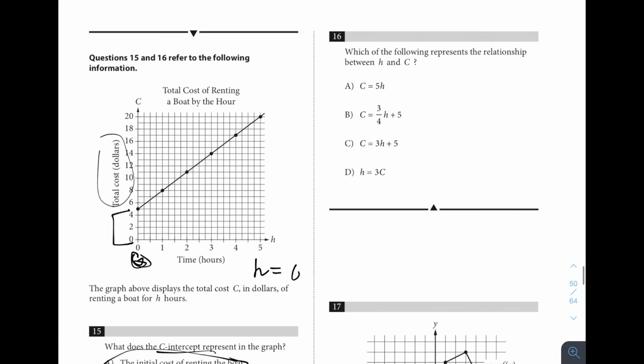16 is asking which of the following represents the relationship between H and C. And you already see that there's an intercept here, so there's going to have to be an intercept on the graph of the equation. So it's going to have to have a +5. Then you can try plugging in 0. You can try plugging in 1. So it's going to have to be equal to 8. So you plug in 3, 1 plus 5 equals 8 here. If you do that on B, it's not going to work. So for 16, C is the right answer.